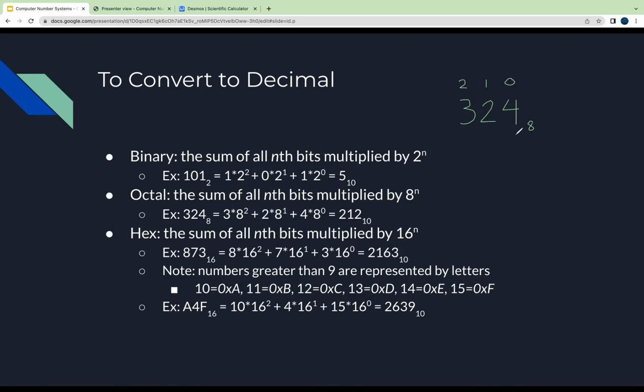Going from right to left, starting with this 4 here, we're going to multiply that by 8 to the power of 0, which is just 1. This 2 will become 2 multiplied by 8 to the power of 1, which is 8. And this 3 will be multiplied by 8 to the power of 2, which is 64. Now, I already plugged this into a calculator for you, and the final thing we get is 212 in base 10. You can check that on your own with your own calculator.